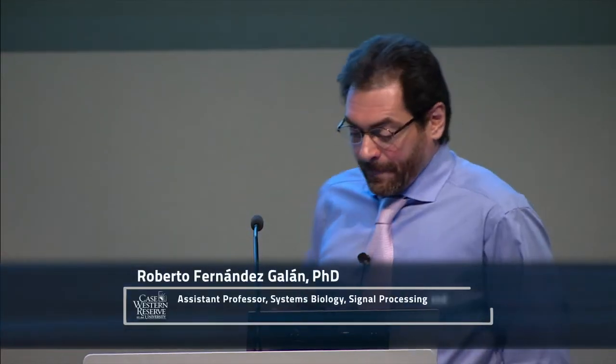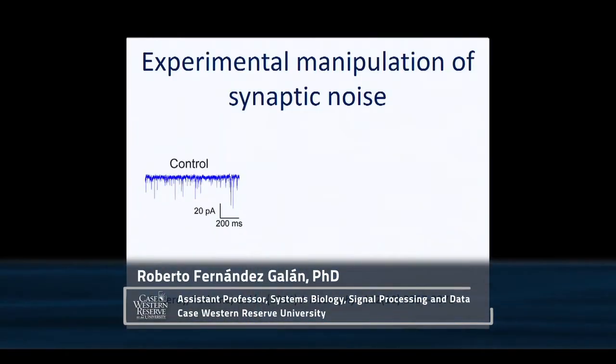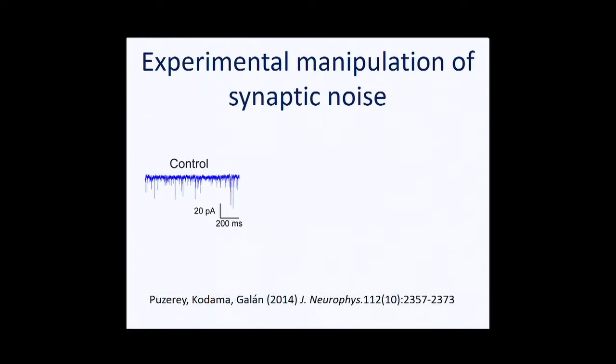What I'm showing you here is actually an example of synaptic noise. You can record the synaptic currents that travel from one neuron to another. Basically what I'm showing you here are pulses. Those pulses look very random, and they occur spontaneously. That's what you would see in the baseline.